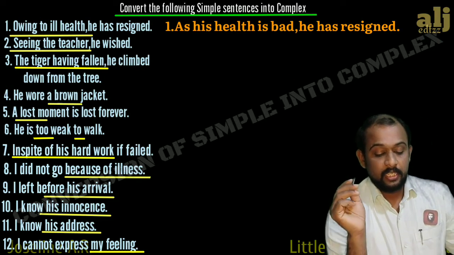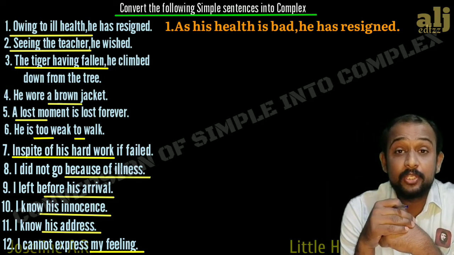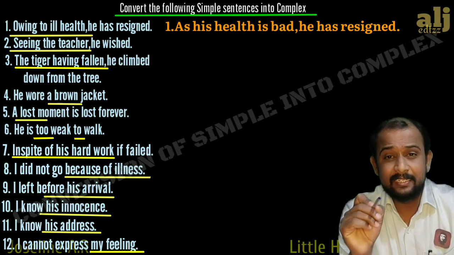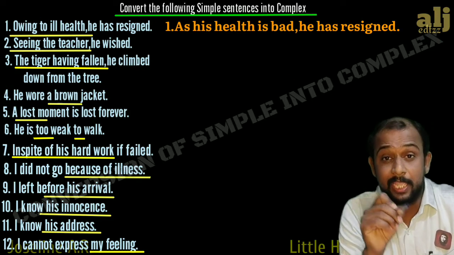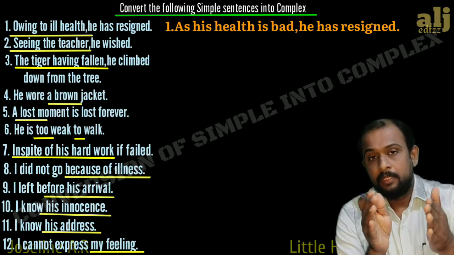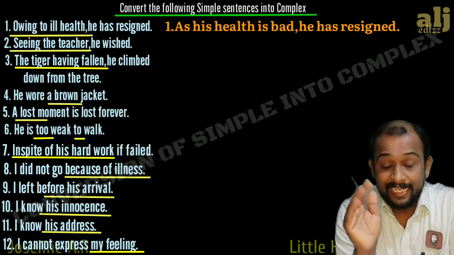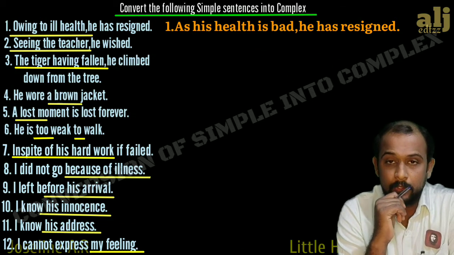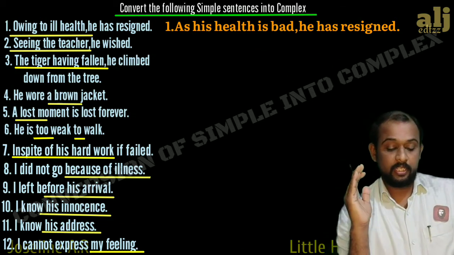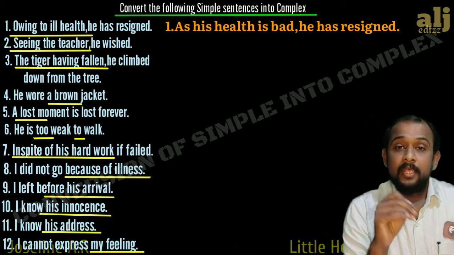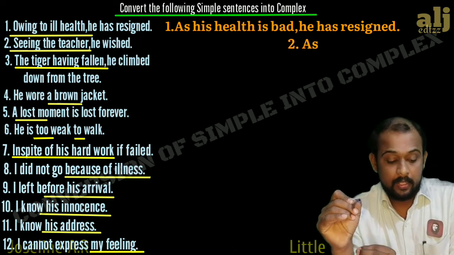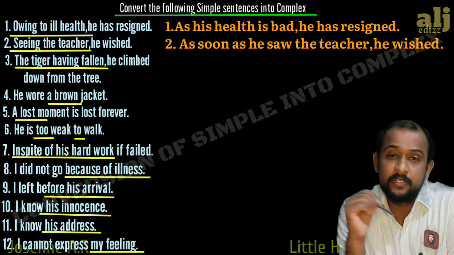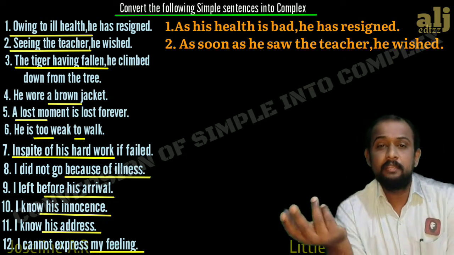So the next one. Seeing the teacher, he wished. Look at the statement carefully. The main clause is he wished. Seeing the teacher is not a clause. It is a phrase. You have to convert this phrase into a clause, a subclause. How will you convert? See. As soon as he saw the teacher, he wished. Or when he saw the teacher, he wished.